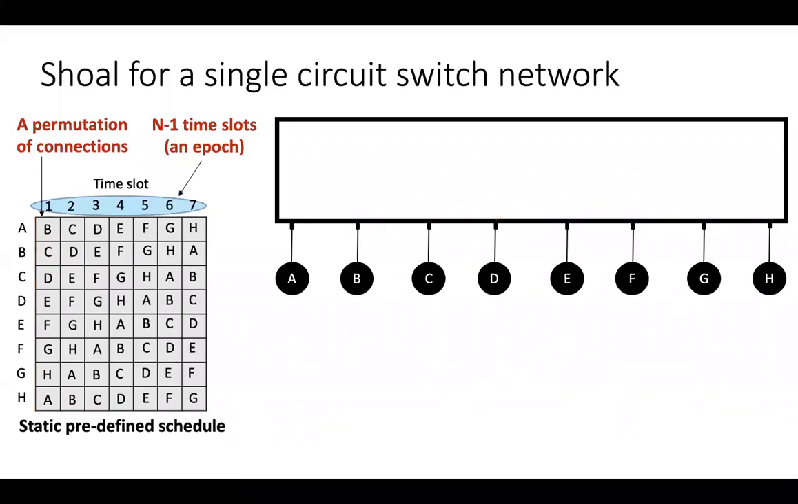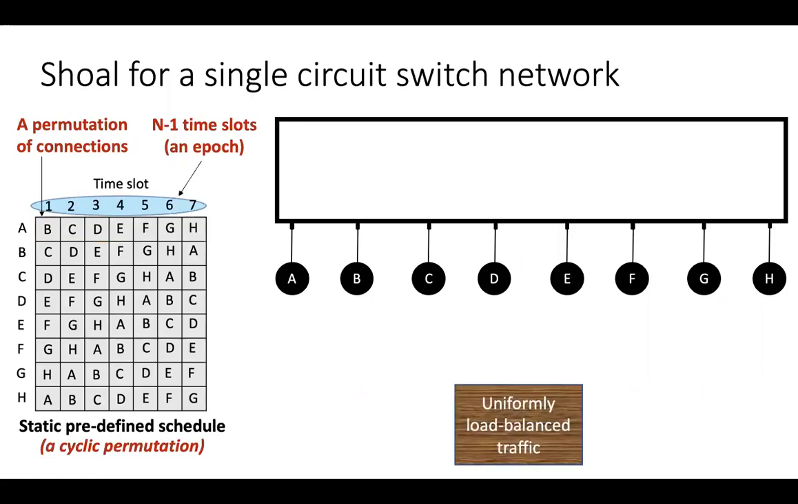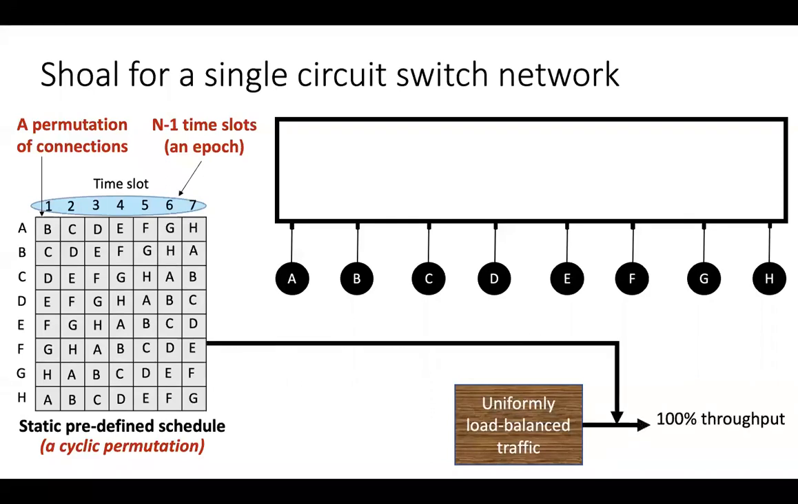Now, there is one key restriction in the way we select these permutations. The restriction is that we select these permutations to ensure that every node gets to connect with every other node once every epoch. Now, this schedule has one very nice property. This is also sometimes called a cyclic permutation schedule. The nice property of this schedule is that if your input traffic was uniformly load balanced, then transmitting packets according to this schedule would give you 100% throughput.